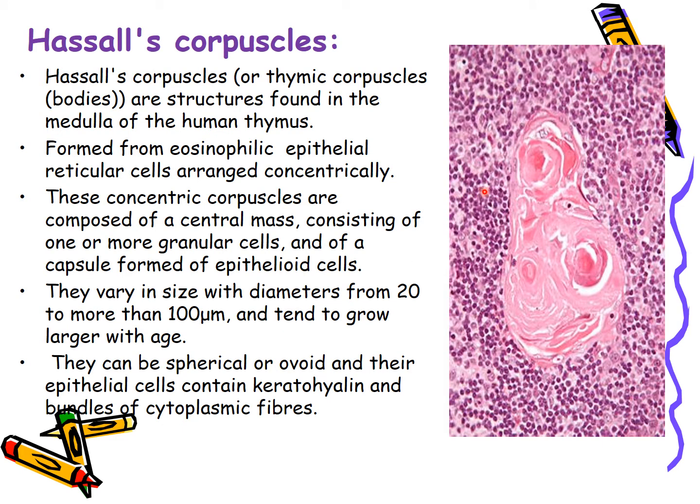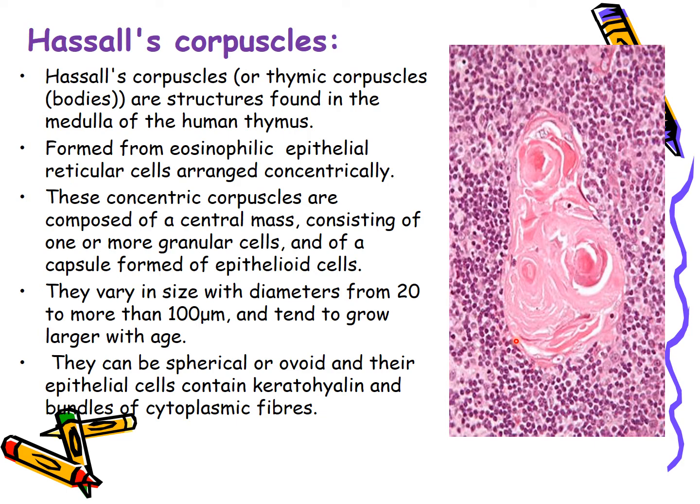Now, what are these Hassall's corpuscles? You can see here clearly these eosinophilic, onion whorl-like structures, which are called the Hassall's corpuscles or the thymic corpuscle bodies. They are found in the medulla of the human thymus, and they are eosinophilic, concentrically arranged, and they also have the reticular cells.